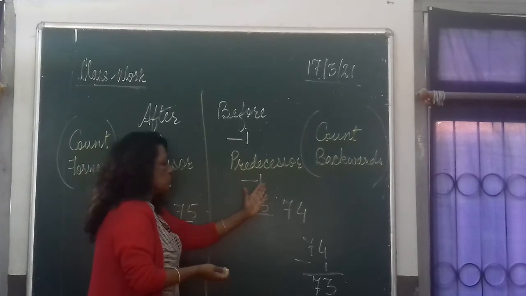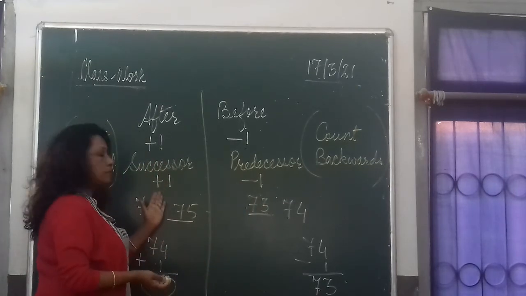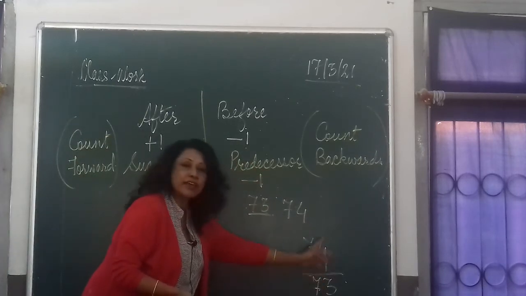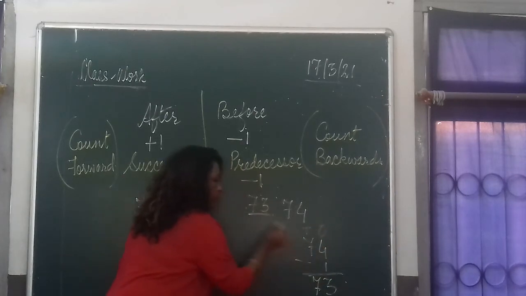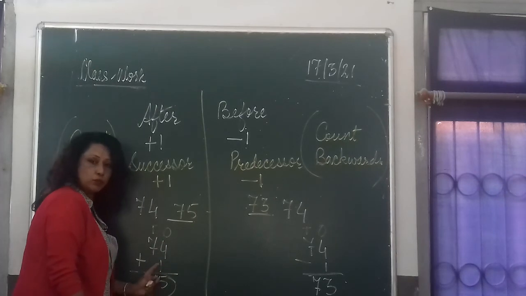Or you can also minus 1 and plus 1. Alright? Successor plus 1 and predecessor minus 1 from the place value ones. From the place value ones you have to minus 1 for predecessor, and from the place value ones you have to add 1 for successor.